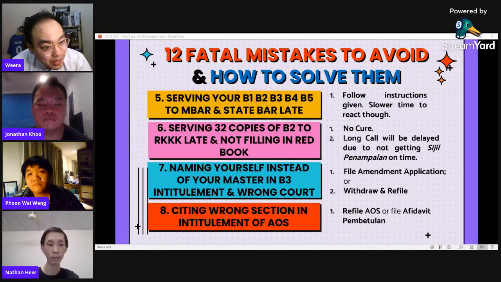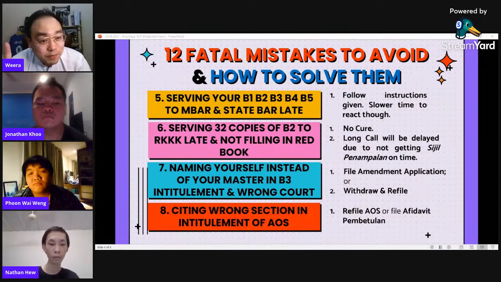Without your Sijil Penampalan, you cannot file your Borang 6, 7, and 8. Meaning you cannot proceed to file your long call papers. You won't get called. Your long call will be delayed just because of this very rookie mistake. So for KL Selangor pupils, make an appointment in RKK, serve the 32 copies of Borang 2 to RKK as soon as possible. Fill in the red book. There's a log book.